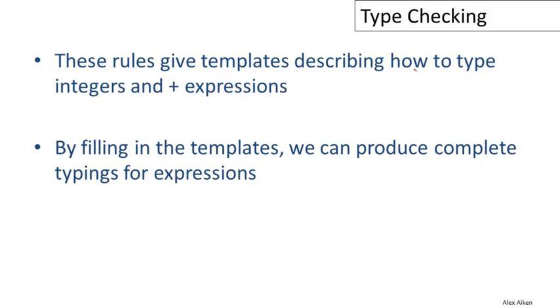Notice that these rules give templates for describing how to type integers and expressions. The rule for integer constants just used a generic integer I. It didn't give a separate rule for every possible integer. And the rule for plus used expressions E1 and E2. It didn't tell you what particular expressions they were. It just said, give me any expressions E1 and E2 that have type int. And so we can plug in any expressions we want that satisfy the hypotheses, and then we can produce a complete typing for actual expressions.